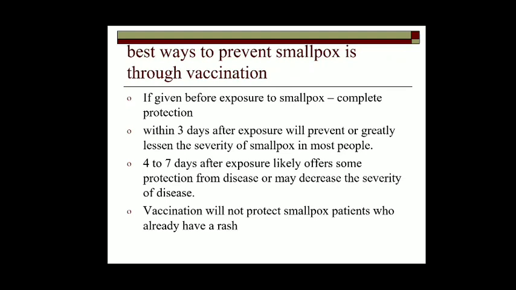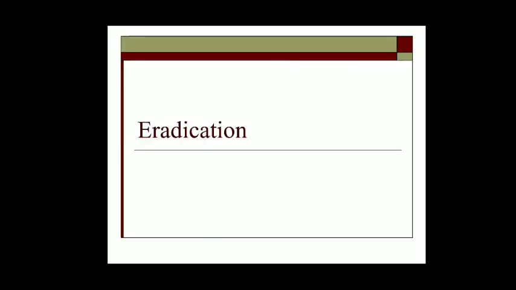But what will happen once the initial stage has begun? When does the initial stage begin? It is called the prodrome phase. Once the rash has appeared on the body, even if you give vaccination, there is no use. So this is regarding vaccination.